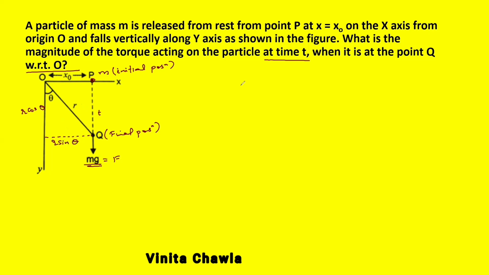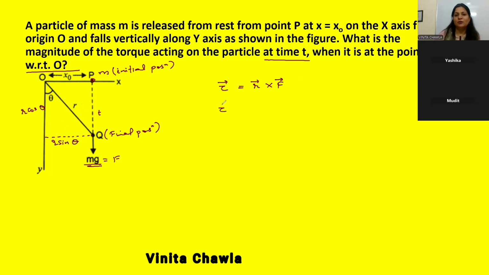Because we can write torque as vector R cross vector F, let's consider only the magnitude first. If we consider only the magnitude, then we can write the magnitude of torque as magnitude of R cross F. We'll take only the magnitude. We are not considering the directions here. Then we will get R F sin theta.